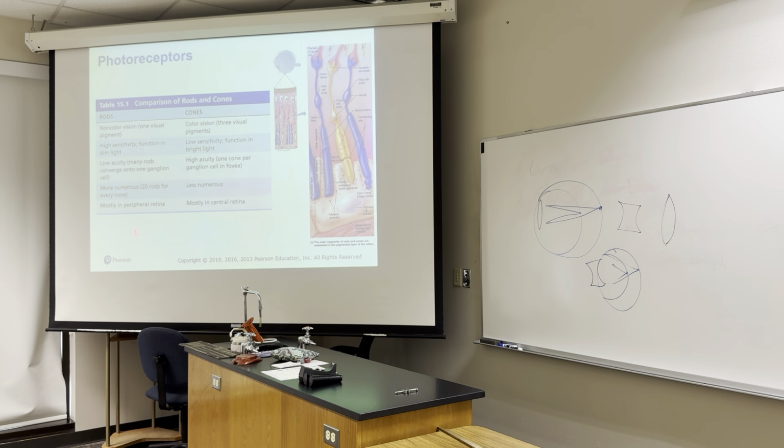As I have been talking about the rod and cone differences, we already know that you have a lot of rods, fewer cones. And what is the function of the rod? Rod, non-color vision, and cone is the what? Color vision. Rod has very high sensitivity and cone has low sensitivity. So you can only see the color in bright light, not in the dark. Rod has low acuity, but cones have high acuity. Rods are very numerous and cones are less numerous. You find the rods mostly in the peripheral retina and cones mostly in the central retina.